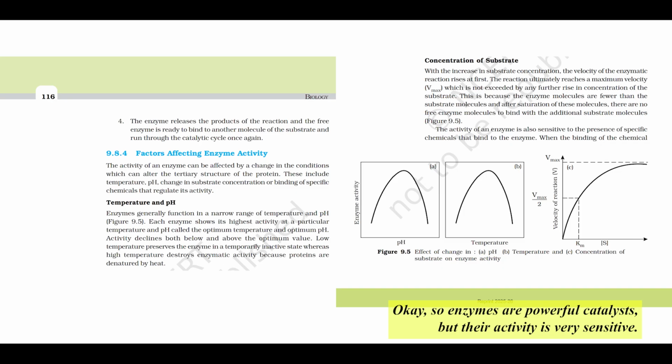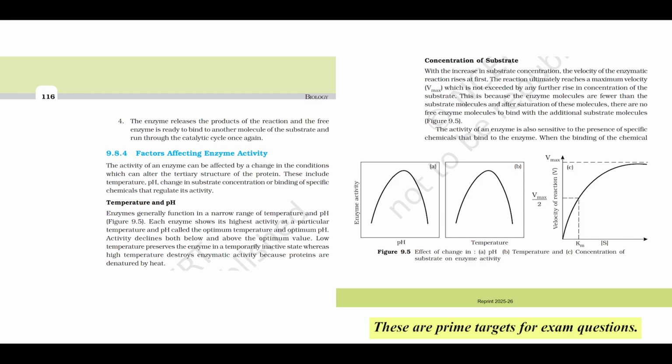Okay, so enzymes are powerful catalysts, but their activity is very sensitive. Let's look at the key factors affecting enzyme activity. Changes in these factors can alter the enzyme's tertiary structure, especially the active site, and thus affect its catalytic efficiency. These are prime targets for exam questions. Factors affecting activity. Right. Like temperature. Temperature and pH. Absolutely. These are critical.